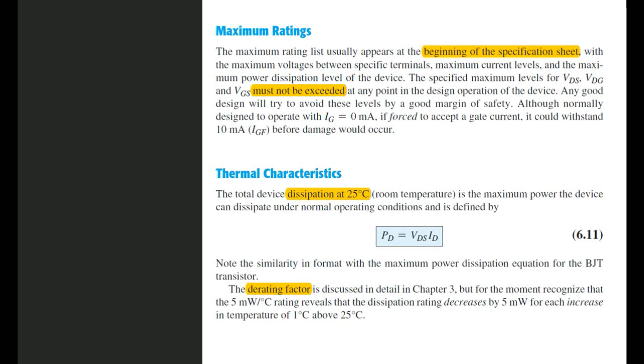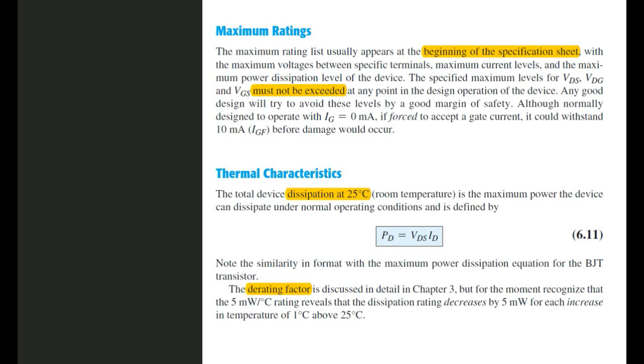Then the thermal condition, as the dissipation at 25 degrees room temperature. Most of the devices will work accurately at room temperature. And then there is equation 6.11, which is PD, the dissipation power, I think, equal to VDS times ID. Just the power formula, you can see voltage times current is equal to power. So here it is the same.